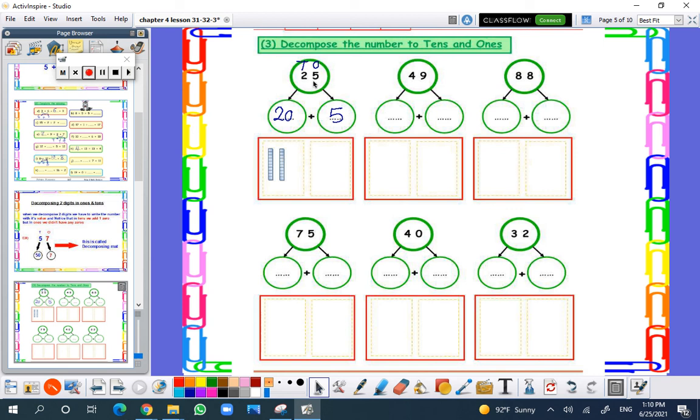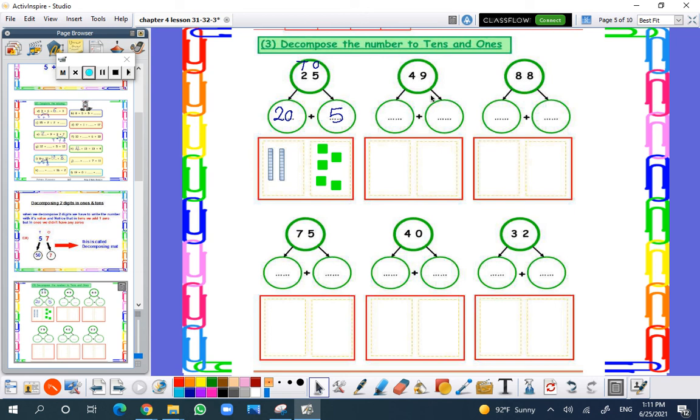And how many small squares on the ones? Excellent, 5. So I'm going to draw 5 dots. I think it's too easy. So this form is called decomposing math, and this form is called what? Place value math. In place value math, I represent the number by modeling. I represent the numbers by drawing. So it's called place value math.